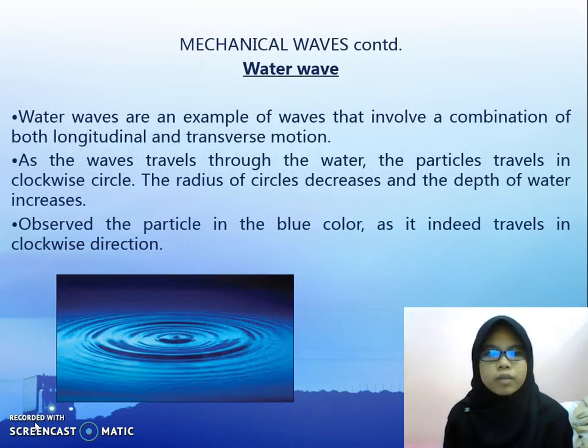Next is water waves. Water waves are examples of waves that involve a combination of longitudinal and transverse motion. As the wave travels through the water, the particles travel in clockwise circles. The radius of the circle decreases as the depth of the water increases.